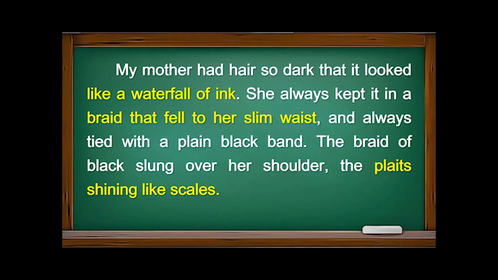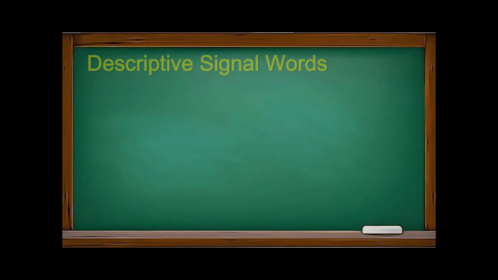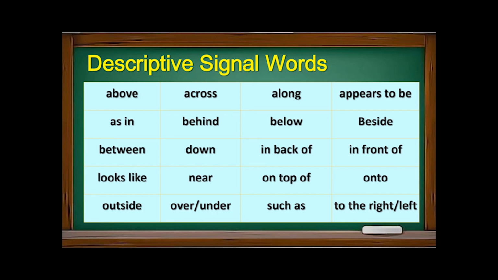How poetic, right? Through the use of some words like a waterfall of ink, braid that fell to her slim waist, and plates shining like scales are just some of the figurative languages that make the statement more colorful. You may use some of the following signal words in developing a descriptive paragraph.